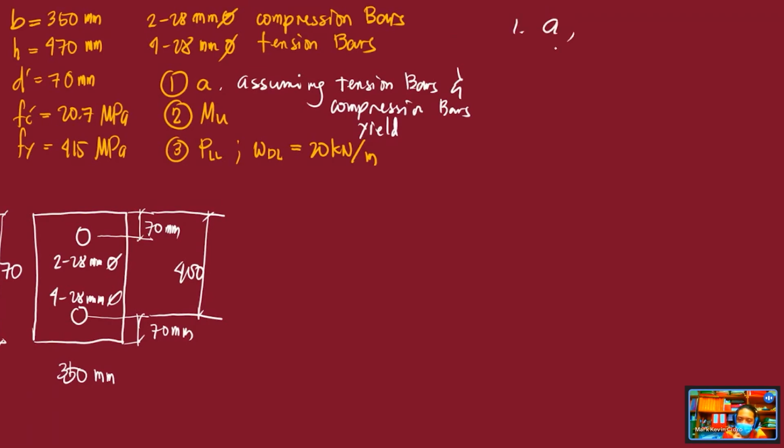The formula we will use: you cannot use the formula for Mn because we do not yet have a value of Mn. What you will use is T equals C, with the assumptions of singly reinforced and yielding. So this is As fy equals 0.85 f'c a b. You can solve directly for a, since everything is given.